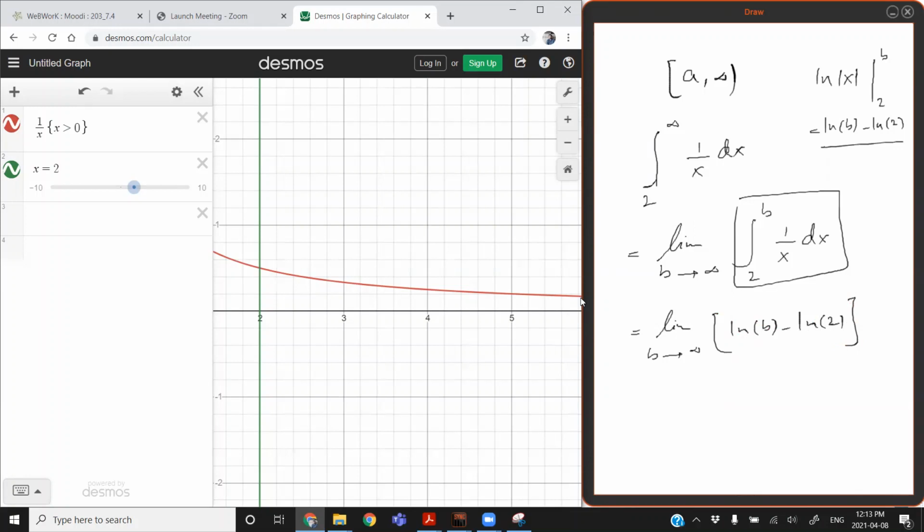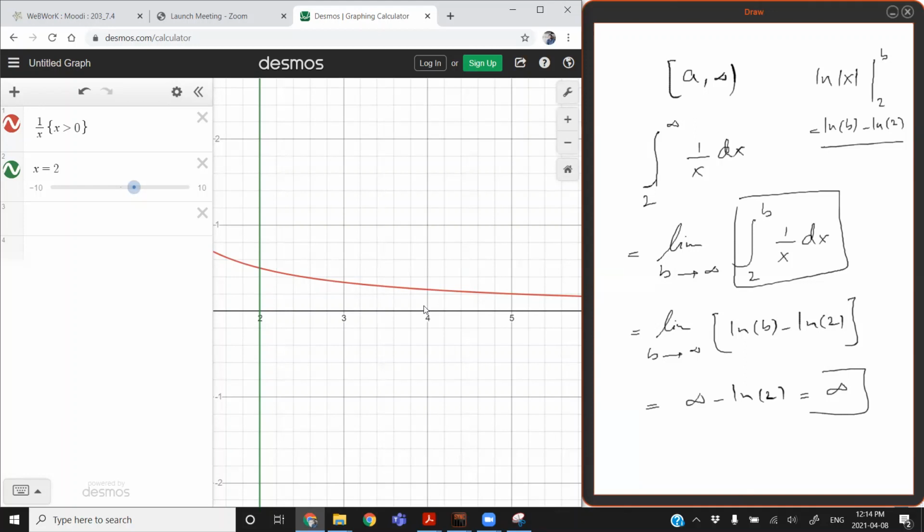So we discussed the shape of ln of x. We know that as x approaches infinity, ln of x is an increasing function which is going to approach infinity. So this is going to be infinity minus ln of 2, which is going to be infinity. So you see, this area indicated here, it's not a finite area. This area is going to be infinity.